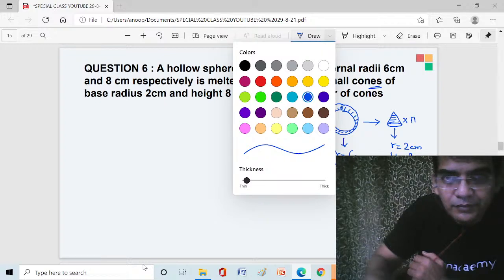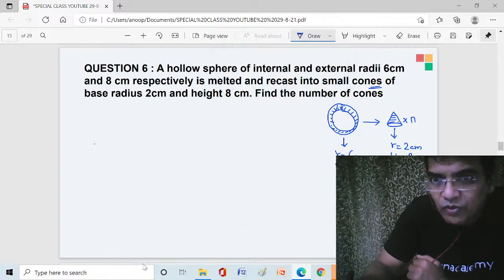So first I need to find the volume of material. Now you cannot say volume of this hollow sphere. You will say material in this hollow sphere. So let's find volume of material in hollow sphere.